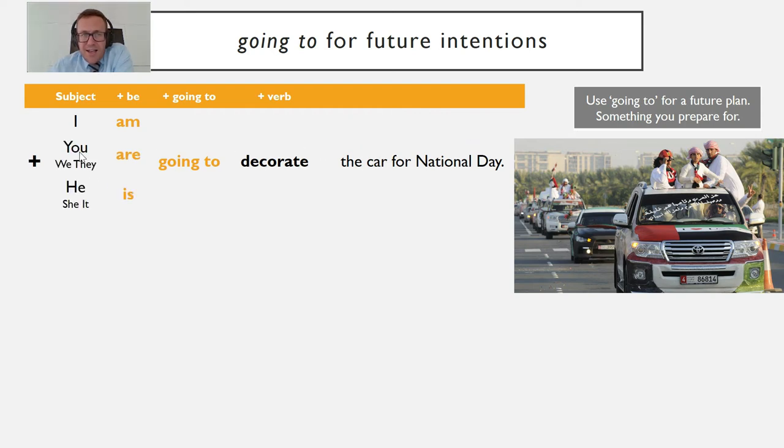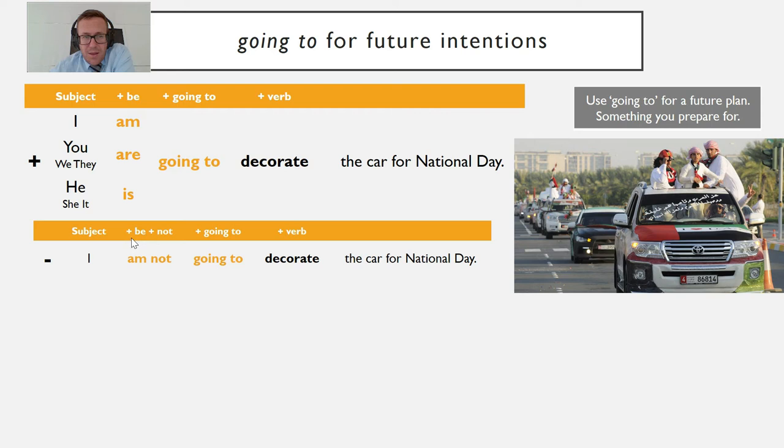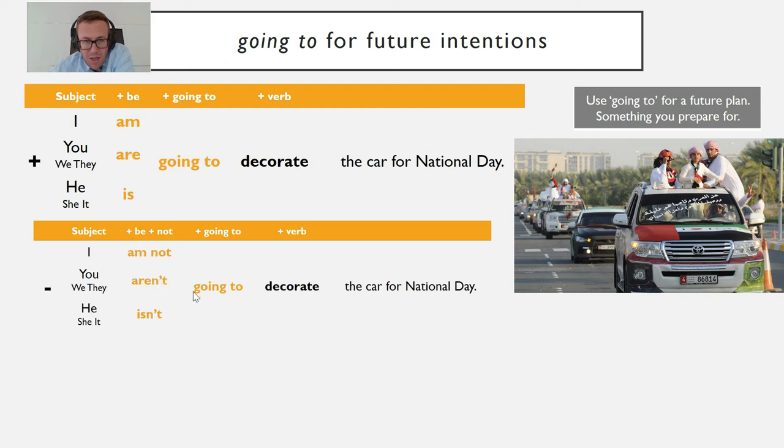As we have different subjects, you change the verb to be. That's the only one you change. You are going to decorate the car for National Day. He is going to decorate the car for National Day. If you want to say it in negative, you just put the word not after be. I'm not going to decorate the car for National Day. You aren't going to decorate the car for National Day. He isn't going to decorate the car for National Day.